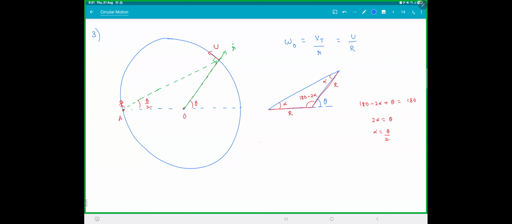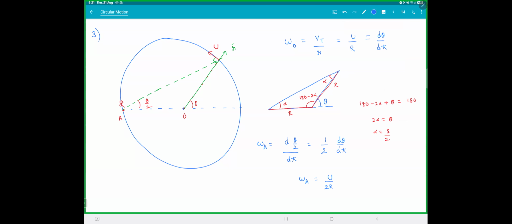So then we can use the definition of omega. So omega as seen by A is nothing but d theta by 2 by dt, the rate of change of angle as seen by A. So this will come out to be half d theta by dt. But we already know this omega O is nothing but d theta by dt. That means this is omega u by 2r.